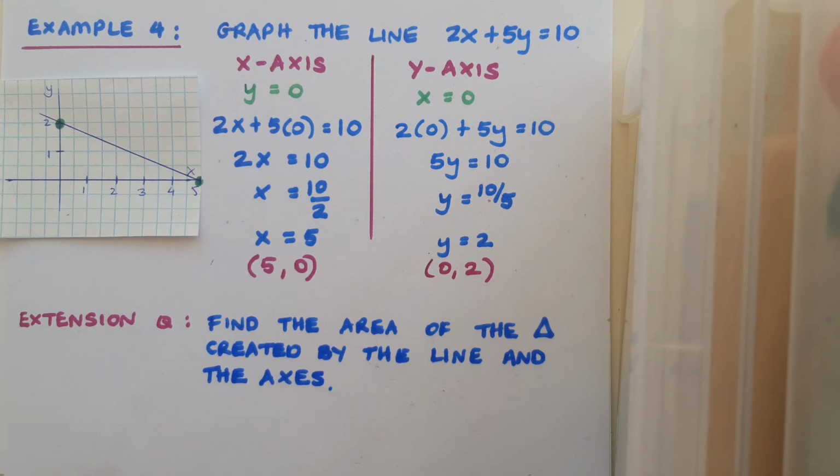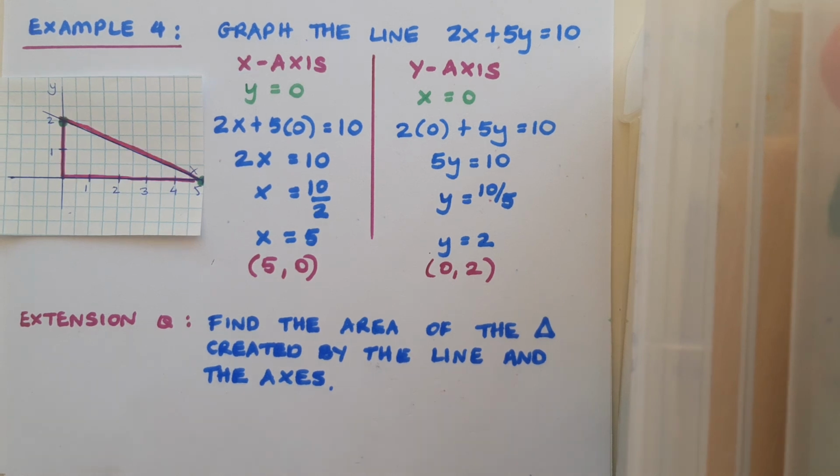Here's an extension question relating to area. This is a common type of question that gets asked about a line once it's been graphed. The question says, find the area of the triangle created by the line and the axes. So let's just start by identifying this triangle in the diagram. Can you see where it is? So this is the triangle in question.